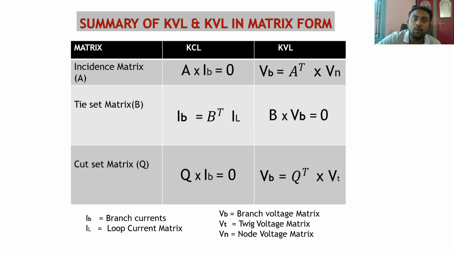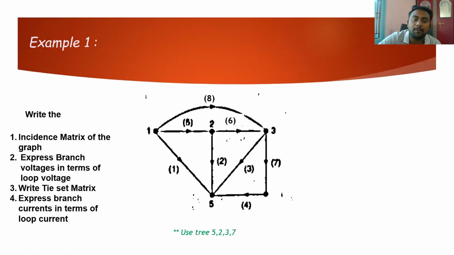Shall we see how to write the relations in the problems? For the given example, we have to find four things. First, the incident matrix. Second, express the branch voltage in terms of loop voltages. Third, the tie-set matrix. Fourth, express the branch current in terms of loop current. In this case we have nodes 1, 2, 3, 4 and 5, so 5 nodes, and then we have 8 branches. Out of that, we are considering 5, 2, 3, 7 as the twigs.